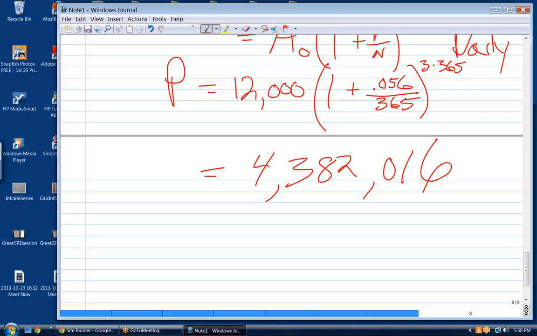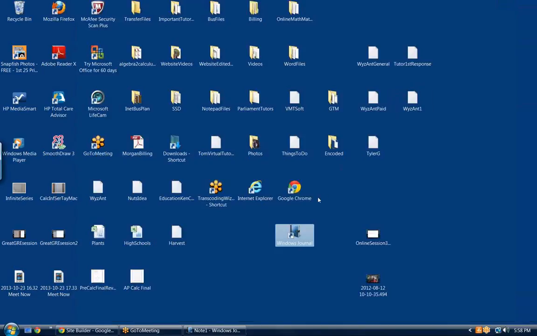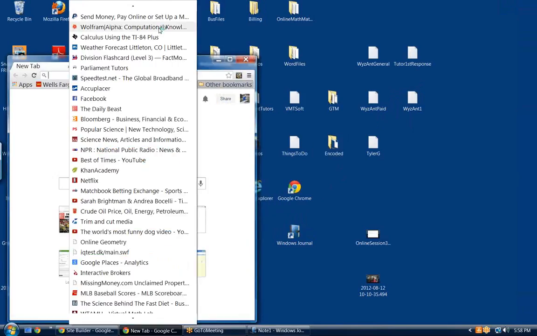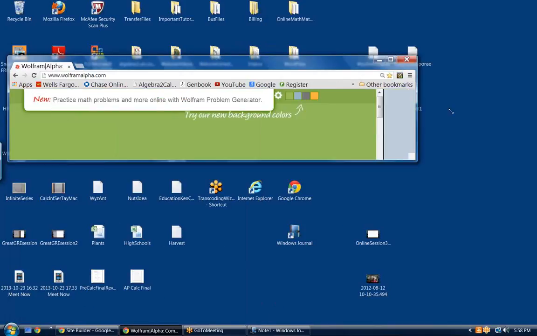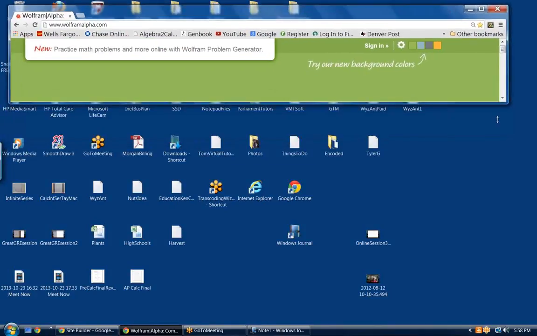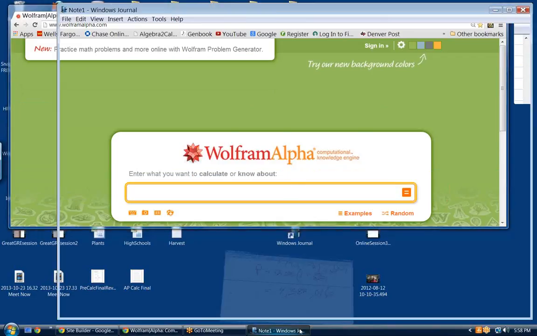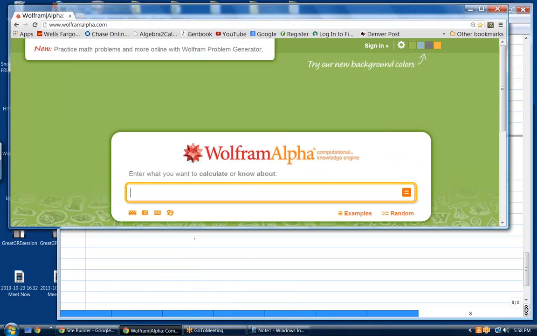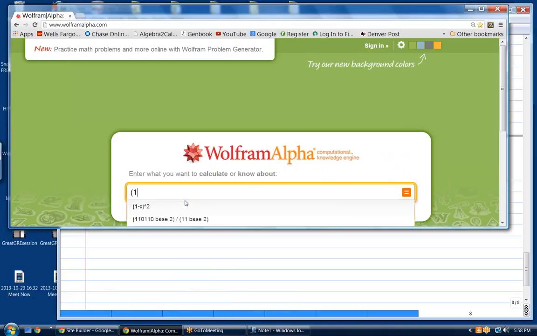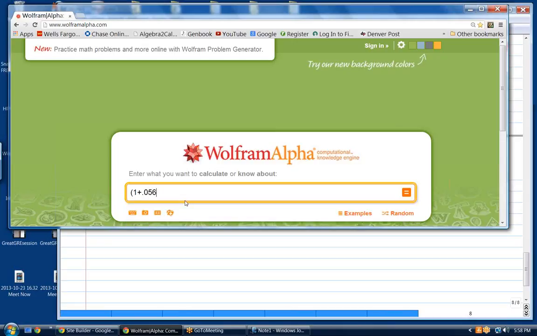Okay, let's do this on Wolfram Alpha. That's the kind of ballpark check that you want to do on these things. Does it make sense? And it didn't make sense there. Let's just do this part here. So that is 1 plus 0.056 divided by 365, all raised to the power of 3 times 365.